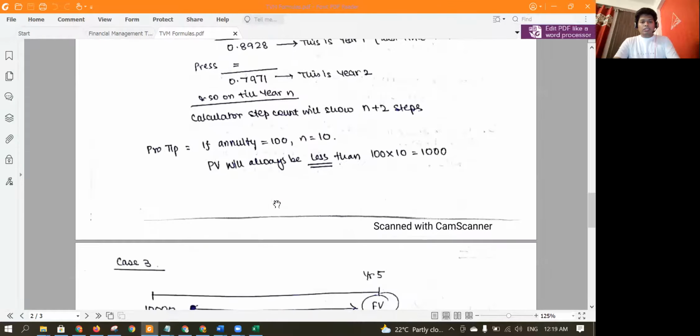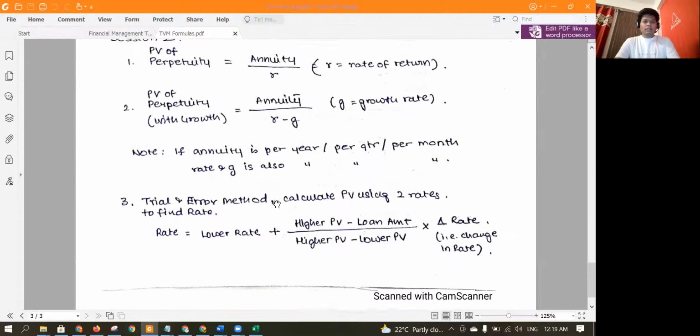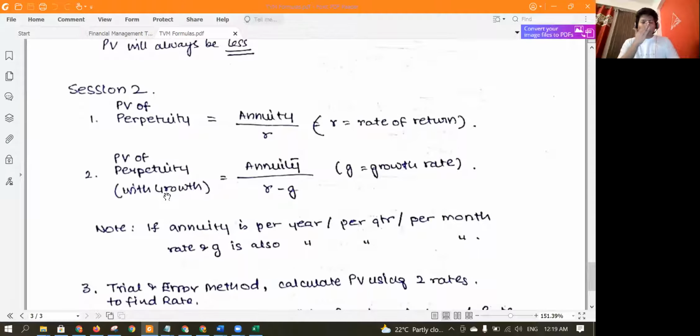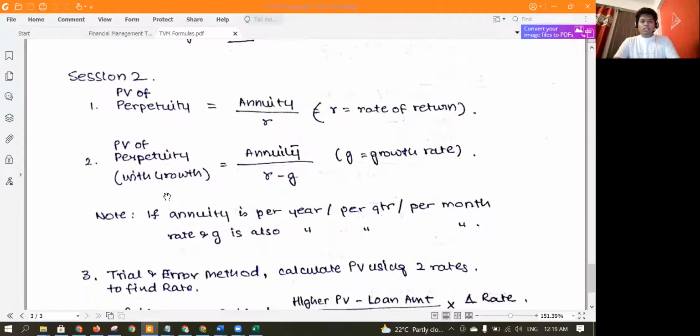Right. So these are the basic things. Now let's come to perpetuity. This was taught in session number 2. So perpetuity, the formula is this. To calculate the fair value of any perpetuity, it's annuity divided by r. Perpetuity is basically when you keep getting the same cash flow for infinity.